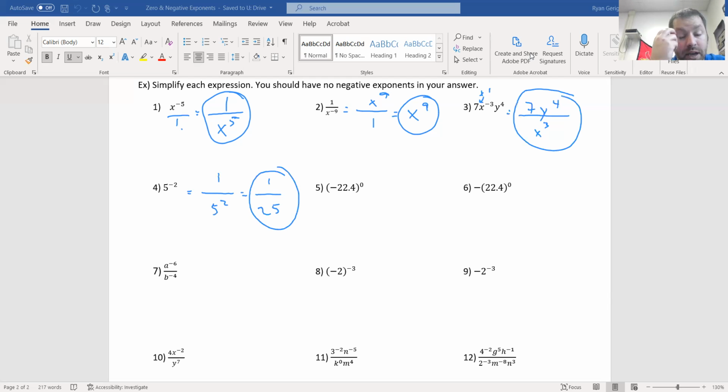There's that 0 exponent again. Everything inside the parentheses gets that 0 exponent, meaning there's nothing outside the parentheses. The answer to this one's just 1. What I just said is going to make more sense on number 6. See how the negative is outside the parentheses? That's like negative 1 times whatever's in here. So I need to do that first. 22.4 to the 0 power is 1, but then I have to take that negative 1 times 1, and this answer is actually negative 1.